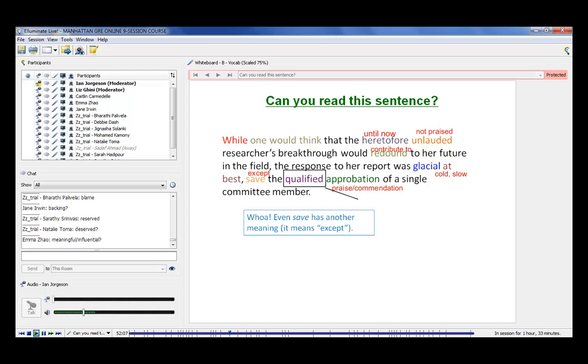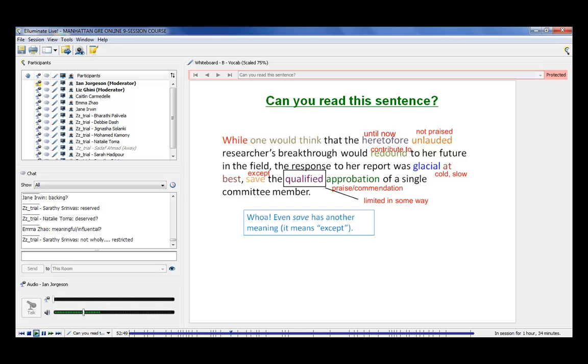Deserved, reserved, no, not quite. Or what do you mean by, let me take that back. What do you mean by reserved, Sarathi? Not really meaningful or influential. Yeah, restricted in some way. Yeah, Sarathi, I agree with you. The word I'm going to put up here is limited in some way.